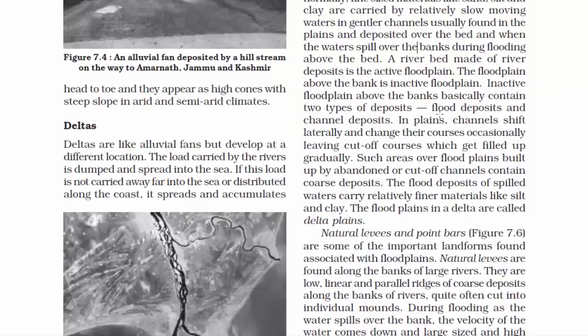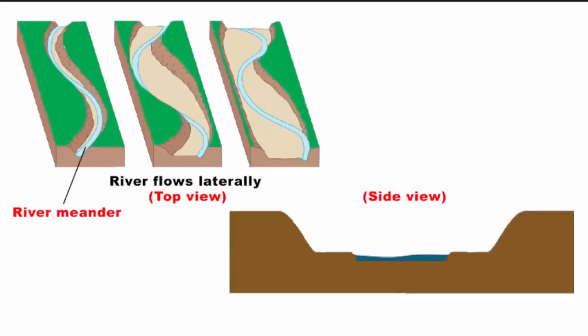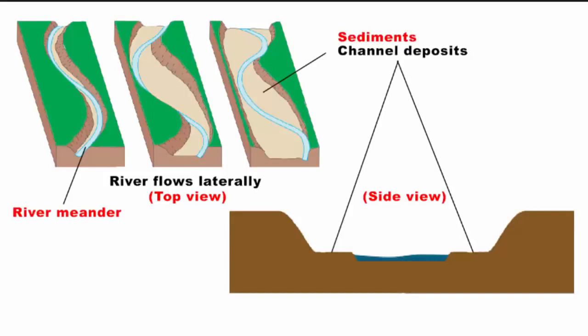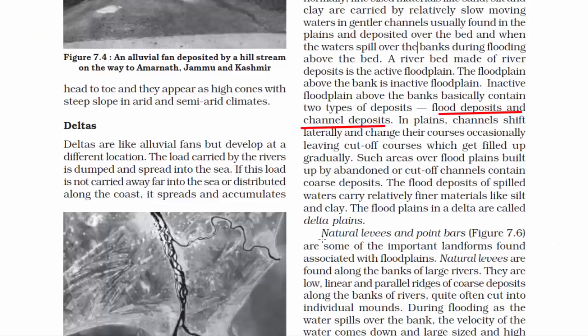And this region consists of two types of deposits, flood deposits and channel deposits. In plain areas, rivers flow laterally, and they often change their course. That's why they are called river meanders. And the meanders get filled up gradually with sediments, and this is called channel deposits. And flood deposits are formed when a riverbed overflows and water in it spills above the bed. So because of this overspill, the water then takes the sediment to the side of the riverbed, and that is what flood deposits are. Now natural levees and point bars are also associated with floodplains.